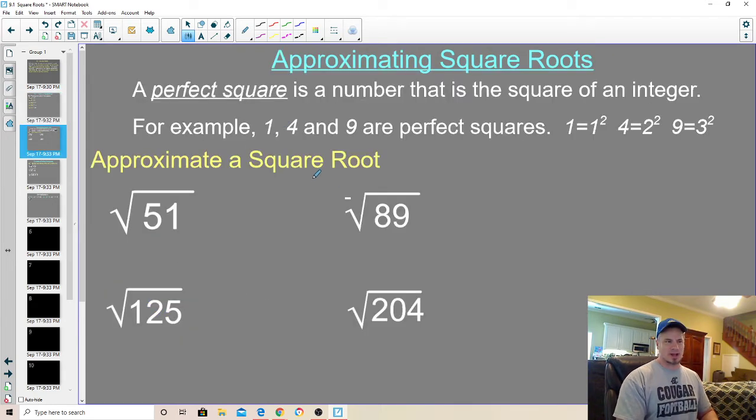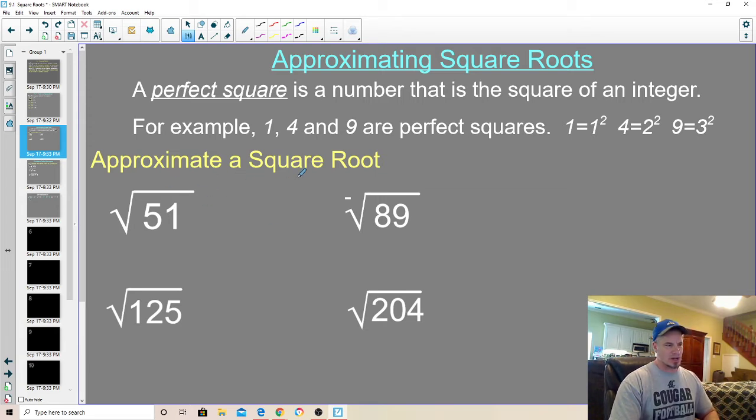A perfect square is a number that is the square of an integer. So if you just take numbers and square them, you'll find perfect squares. You see here, if I square 1, I get 1. 1 is a perfect square. If I square 2, I get 4. 4 is a perfect square. Square 3, you get 9. 9 is a perfect square. Square 5, you get 25. Square 6, you get 36. Those are perfect squares because the square root is an integer.